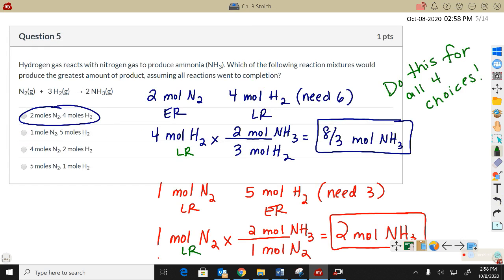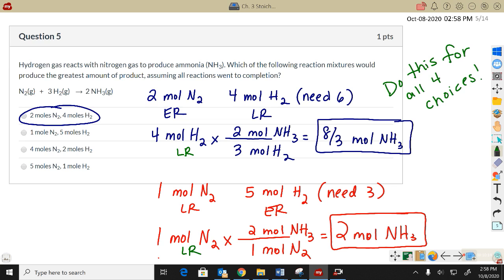All right. Oh my gosh. So this one is a little bit annoying. And I didn't show all of my work, but maybe you did. Hydrogen reacts with nitrogen to produce ammonia, which they give me the equation. Fantastic. Which of the following reaction mixtures would produce the greatest amount of product, assuming all reactions went to completion?